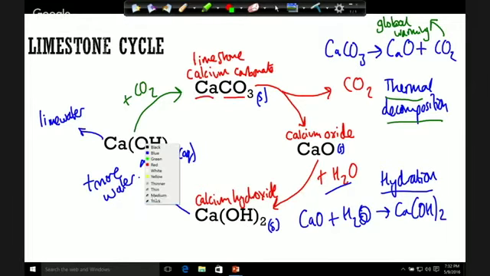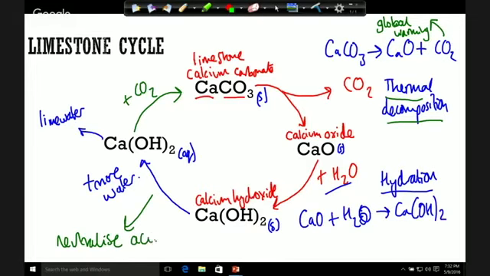So a couple of important uses of these products then. Calcium hydroxide is used to neutralise acidic soil. So farmers use it a lot to neutralise acidic soils. So that must be an alkali used then to neutralise those soils.